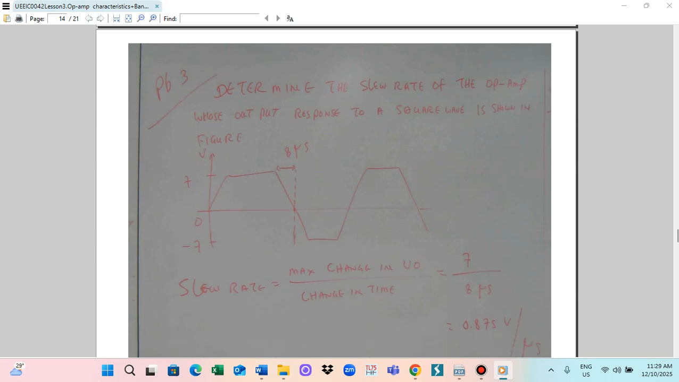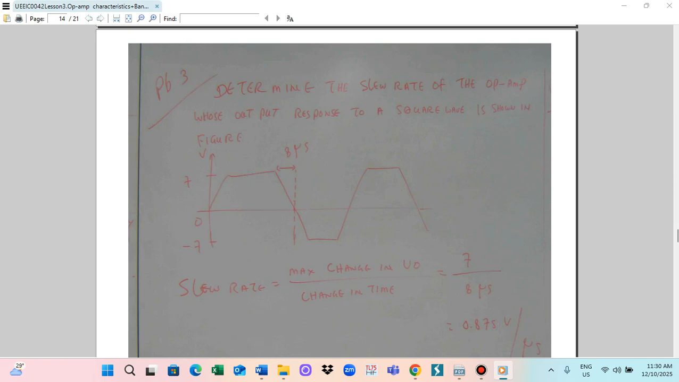Maximum change in VO divided by change in time. So we calculate the change in VO, meaning the voltage changes from 0 to 7 volts. That is 8 microseconds. So 7 volts, 8 microseconds. So the slew rate will be 7 divided by 8. So this is 0.875 volt per microsecond. So this is the slew rate.